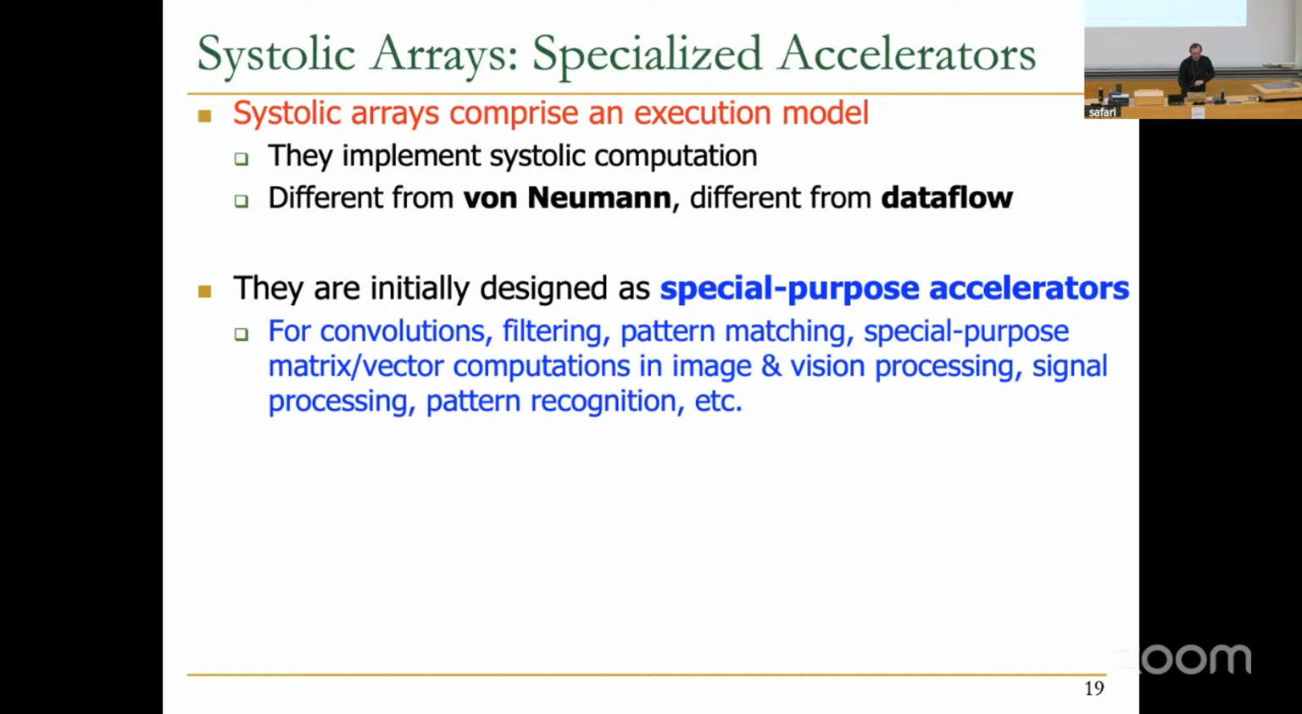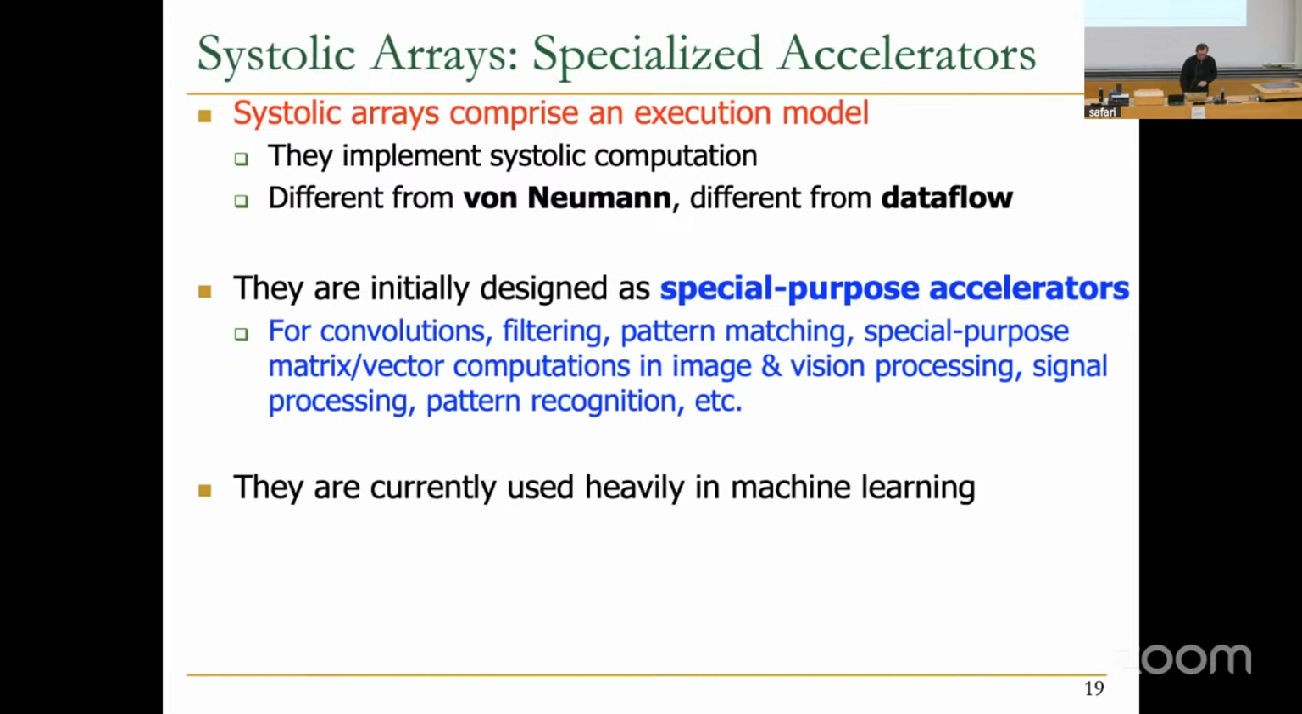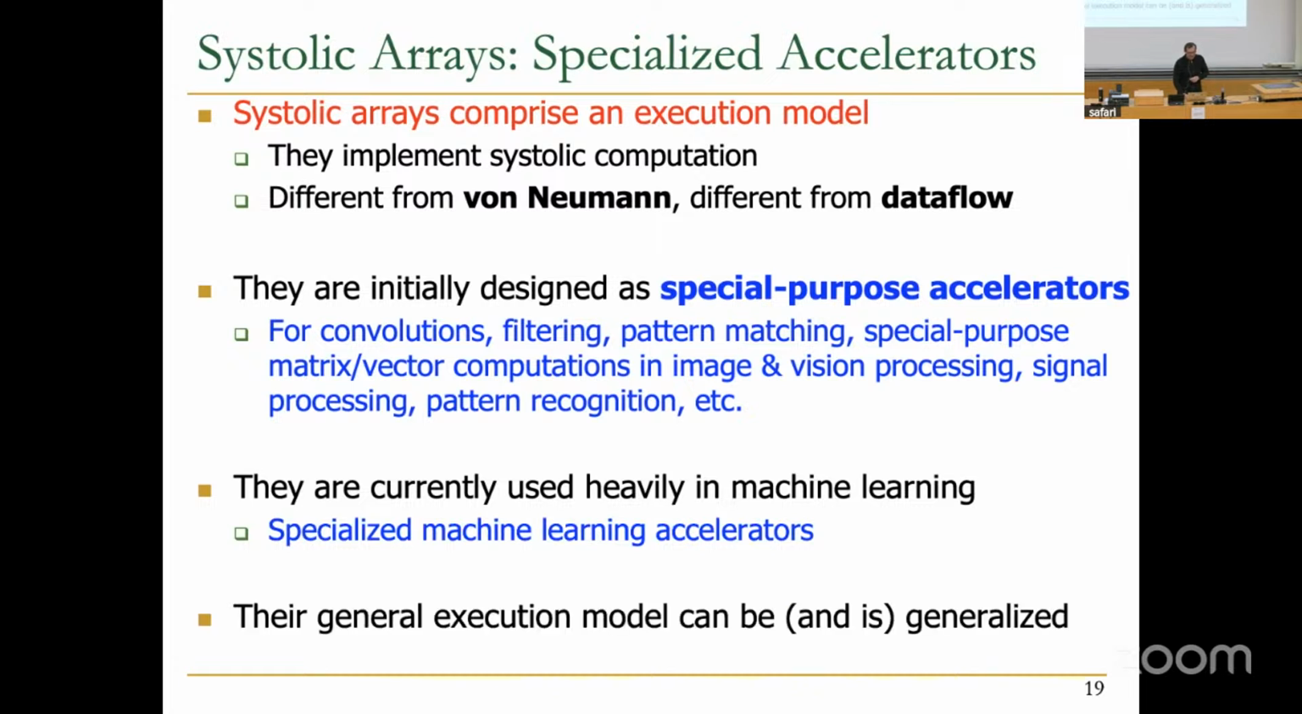of detail. But convolutions, filtering, pattern matching, special purpose matrix vector computations, image vision processing, signal processing, pattern recognition, these all do convolutions and different filtering type of operations. Convolution is actually a filtering operation, as we will see soon. Today, they're used heavily in machine learning, systolic arrays. These are specialized machine learning accelerators. And their general execution model can be generalized, as we will see later in this lecture. It can be generalized to a way of thinking about programming, actually.